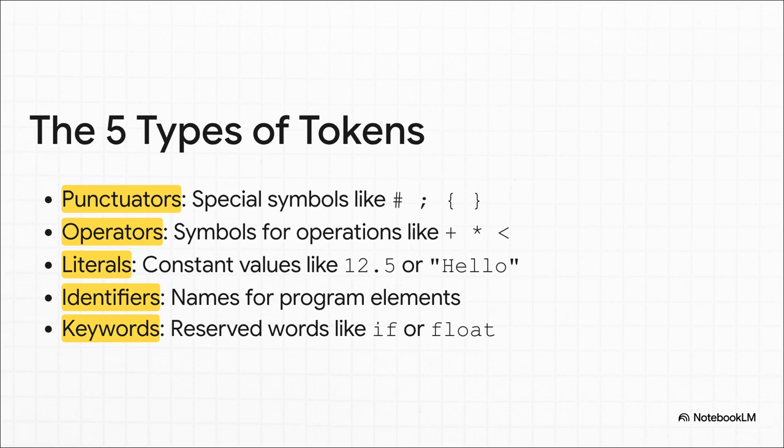You've got punctuators, think semicolons, braces. You've got operators, which are for doing stuff like addition. Literals are just fixed values like a number or some text. Identifiers are the names that you create for things. And finally, keywords. These are special, reserved words that the language already understands.